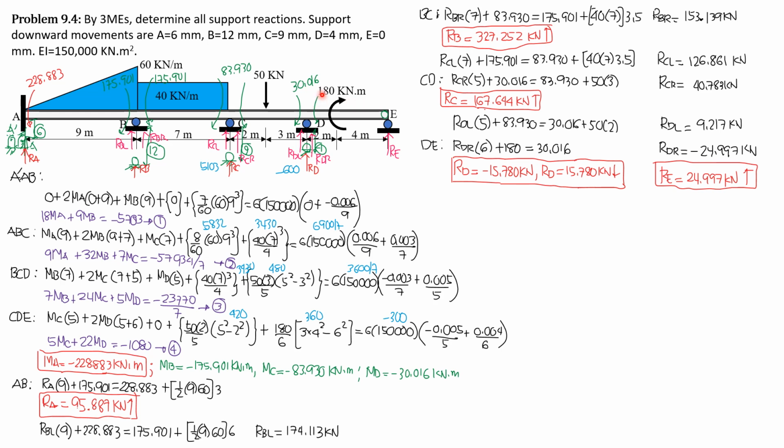Here is another video on indeterminate beams with support settlements solved in 5 ways. And this is the first way, by the three moment equations. For those who are interested to solve this problem on your own, you may do so by pausing the video and not looking at the solutions first.